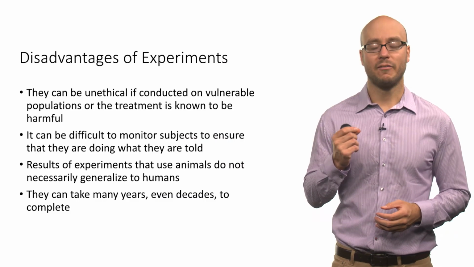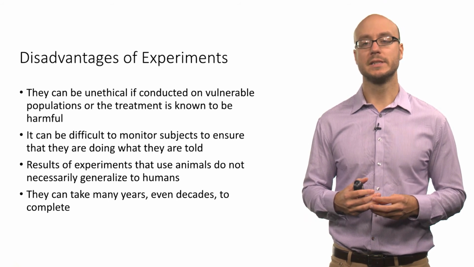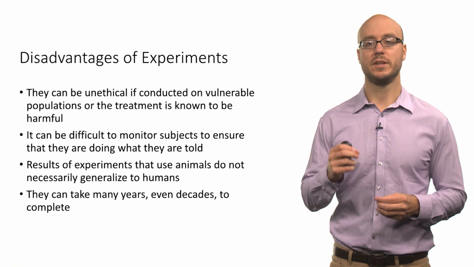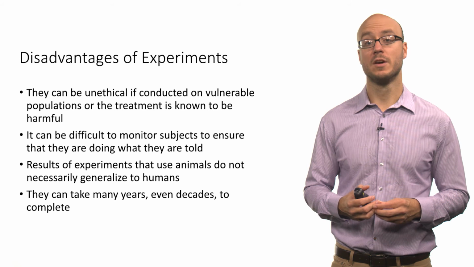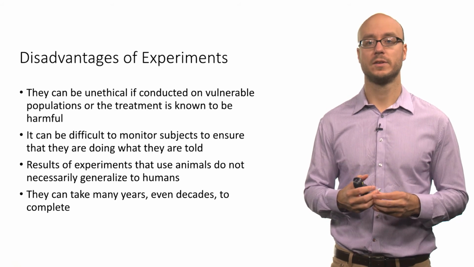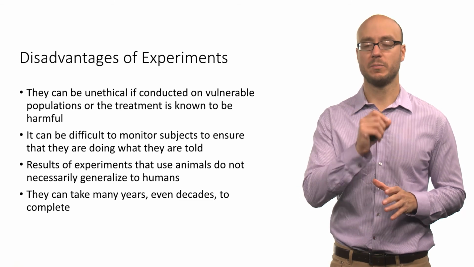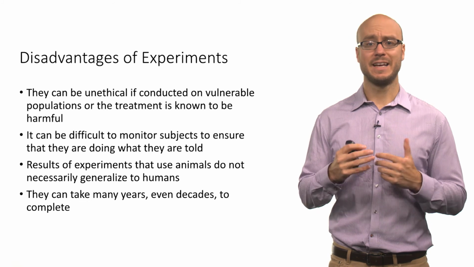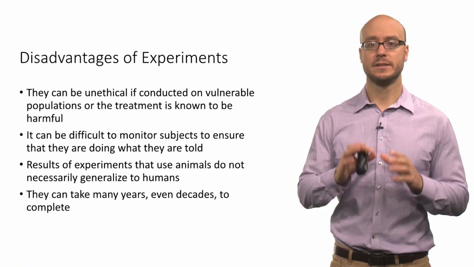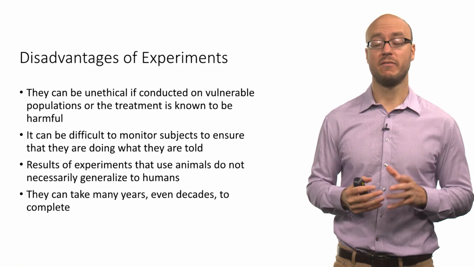A final disadvantage with experiments is that they can take years and decades to complete, especially if the treatment or the intervention is a treatment that takes place over time. For example, in the case of the intervention being living in a poor neighborhood, where we're giving people the opportunity to move to a richer neighborhood, that intervention takes years, maybe decades, to really complete. So the end result is experiments can be very expensive to conduct.